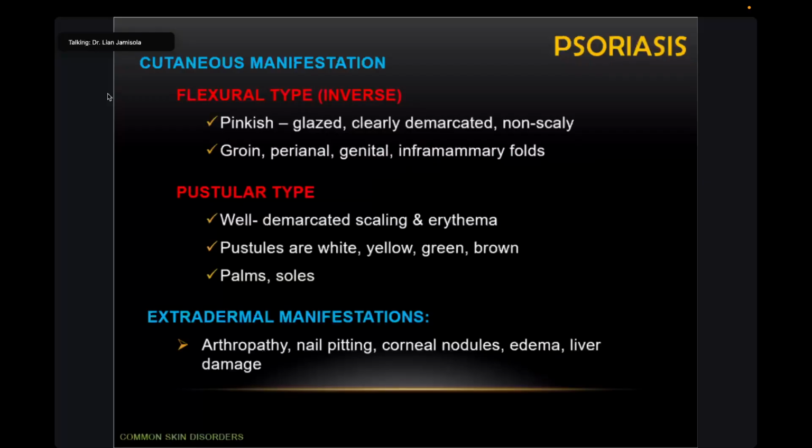Another type is your pustular type. So it presents with pustules. So you have a well-demarcated scaling and erythematous plaque topped with pustules. The pustules can be white, yellow, green, or sometimes brown, no? But usually naman nakita namin is white, yellow. Okay, it can also be seen on the palms and soles. Okay, extradermal manifestations. I'll show you later a picture of nail pitting.